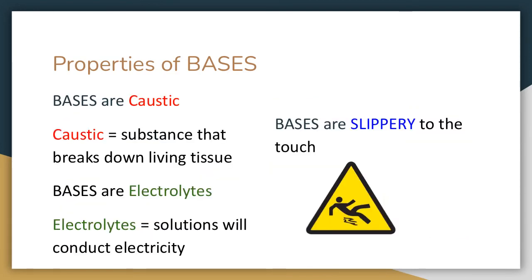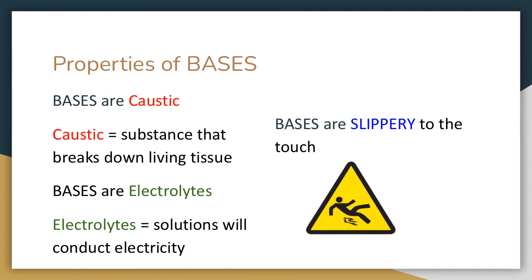You're going to notice some similarities between acids and bases, and one of those similarities is the fact that bases are also caustic. So we already talked about the fact that caustic means it can break down living tissue. So an acid can burn you, but a base is an acid's evil twin. It can do exactly the same thing. It can absolutely burn your skin. It can absolutely burn your eyes. And that's why no matter if we're using an acid or a base, we're always wearing goggles in the lab.